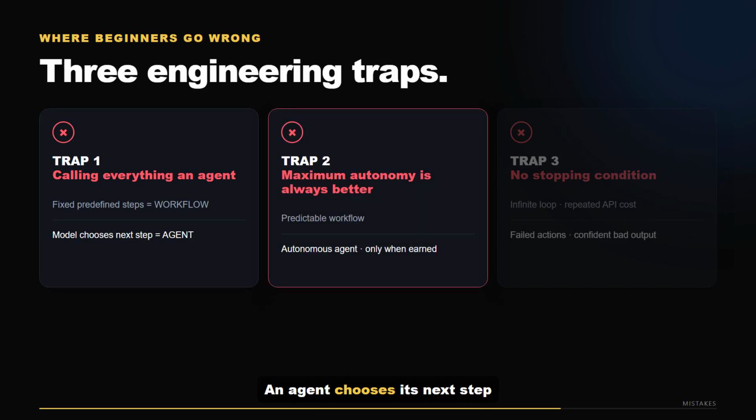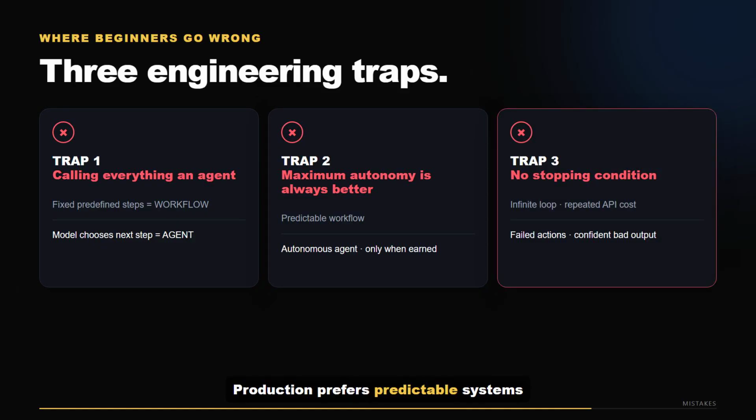2. Thinking more autonomy is always better. Real production systems often prefer boring, predictable workflows. Agents earn their complexity only on open-ended tasks. Saying that in an interview signals actual engineering judgment.